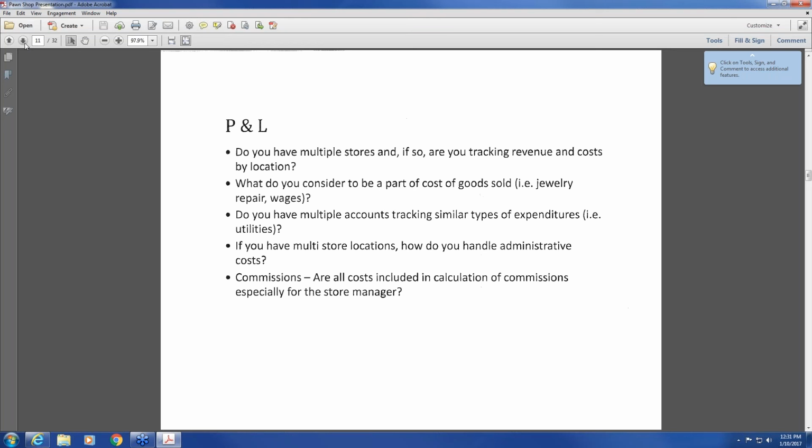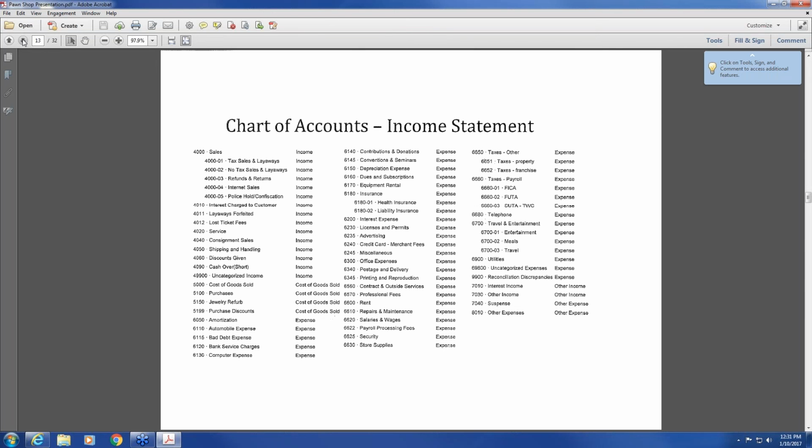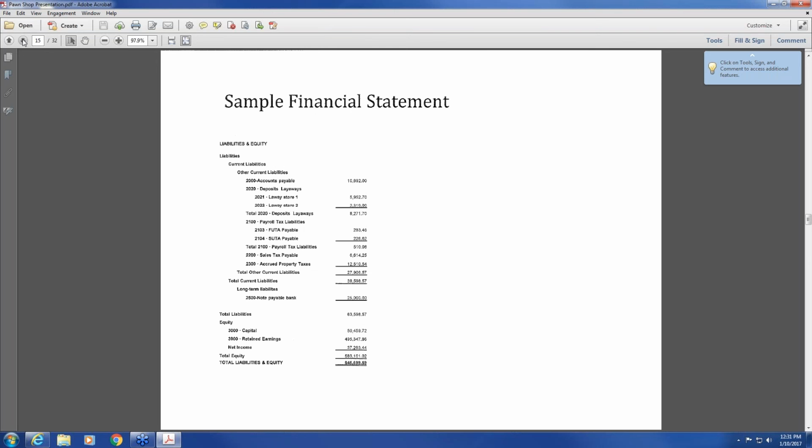Are you tracking your general and administrative expenses by location also? Do I have all the employees in the right location so I'm tracking their payroll that way? Am I keeping up with my utilities by location, my phones by location? Am I tracking all those things by location so I really and truly know what that store is doing versus what I'm doing overall?